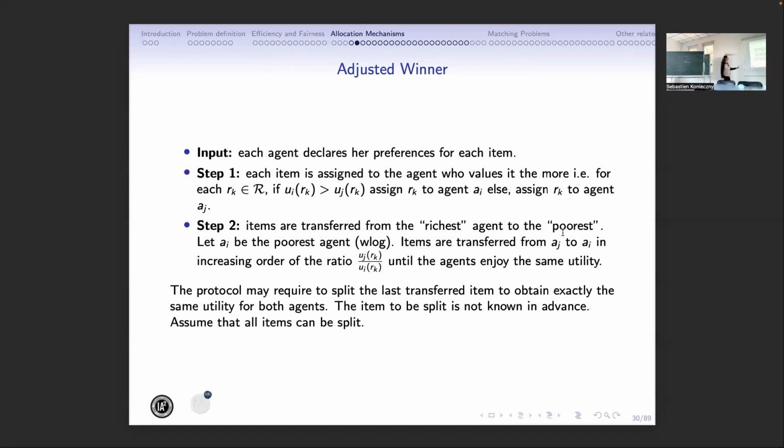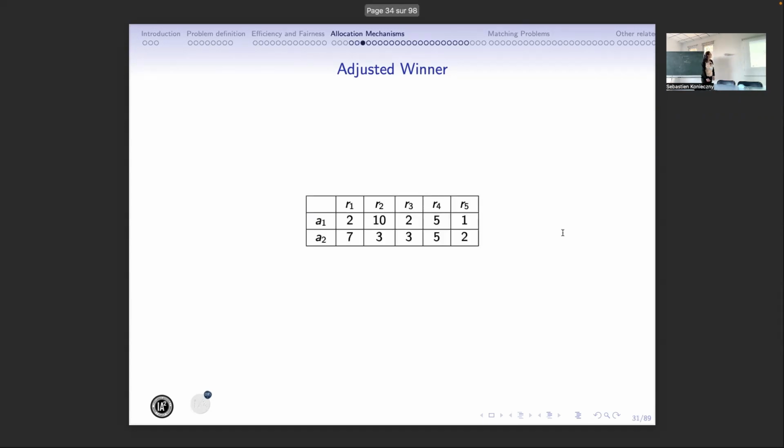Once we have assigned each item to the agent who values it the most, we will try to re-equilibrate the outcome. We will transfer items from the richest agent to the poorest. And we will consider items in increasing order of the ratio between the utility of the richest agent and the utility of the poorest agent for this item. So I will show you this on an example.